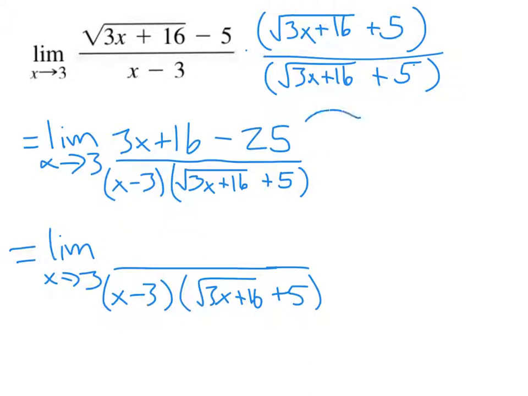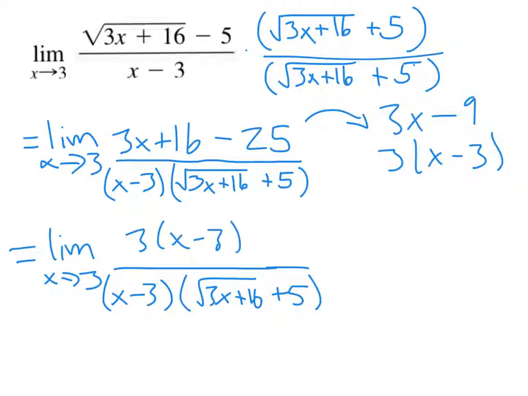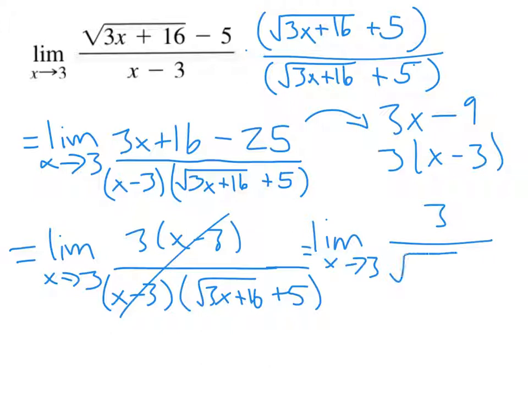Now let's just simplify this numerator off to the side real quick. We'll have 3x, and then if we take the 16 minus 25, we get minus 9. And then if you factor out a 3, you get 3 times x minus 3. So right here, that's what we actually have. And as you can see, that's where our x minus 3's cancel. So what we're left with, limit as x approaches 3, is 3 over, and then we have the conjugate basically, the square root of 3x plus 16 plus 5.